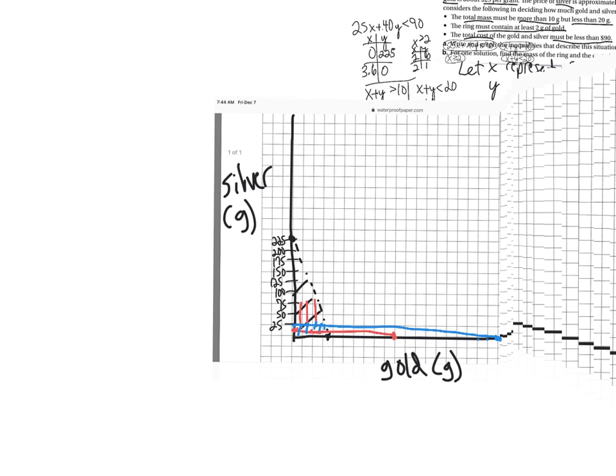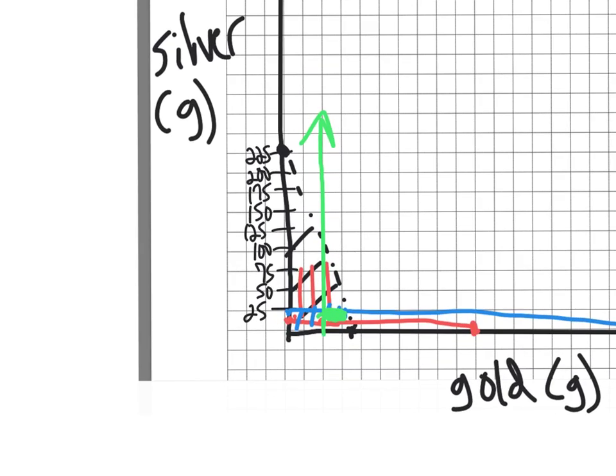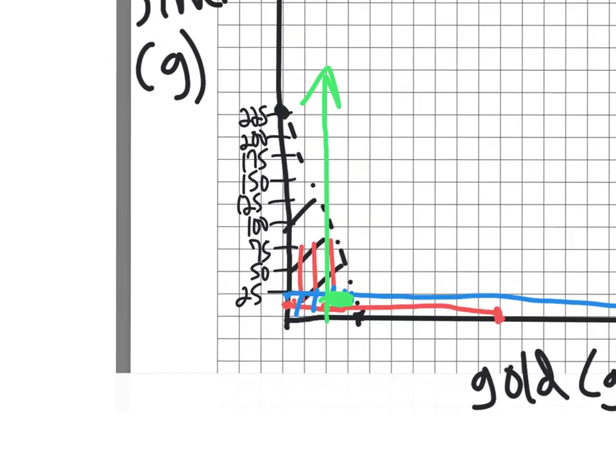And then our last one is x is greater than or equal to 2. So x equals 2 would be a vertical line. Greater than or equal to would be to the right of that. So we basically end up with this little section here.